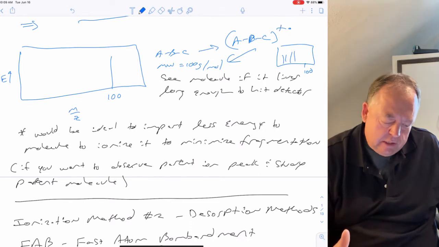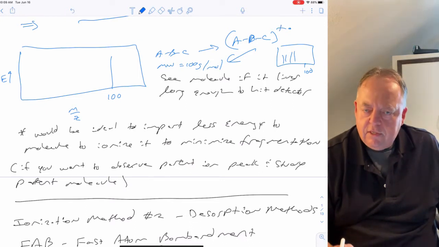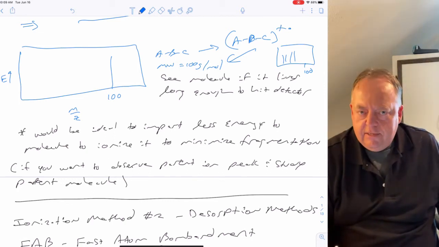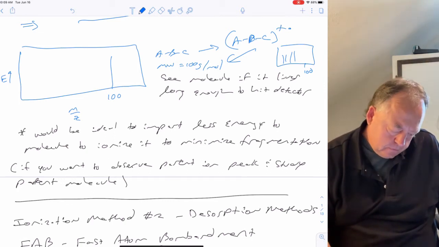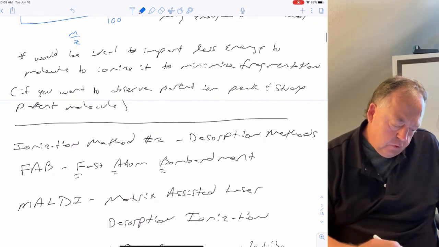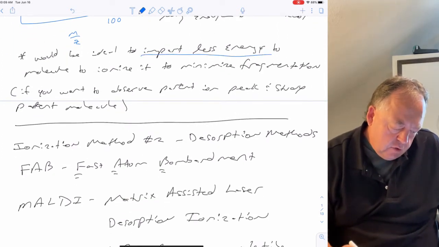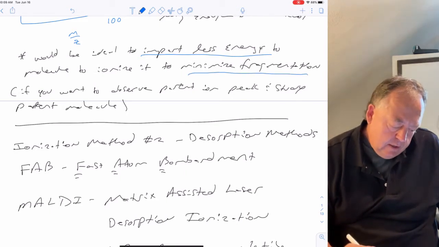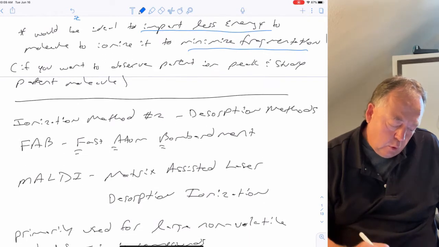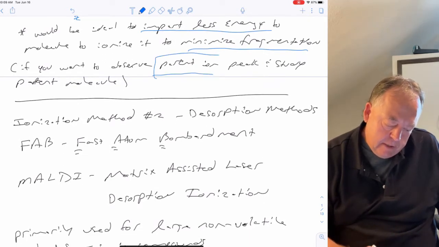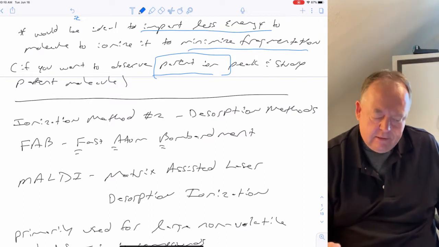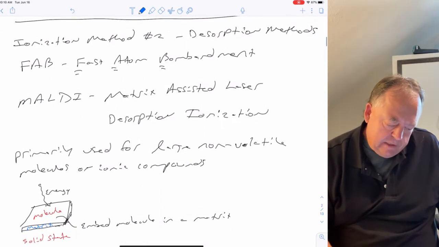Usually one of the things chemists want to know is the molar mass of your compound. So if your molecule doesn't live long enough to hit the detector, that's a problem. It would be ideal to impart less energy to a molecule to ionize it so that you could minimize fragmentation. That's important if you want to observe the parent ion peak and study the parent molecule. It's got to live long enough to hit the detector. So that's where some of these other ionization methods come into play.